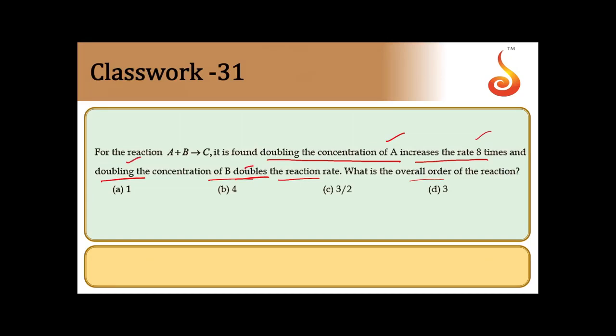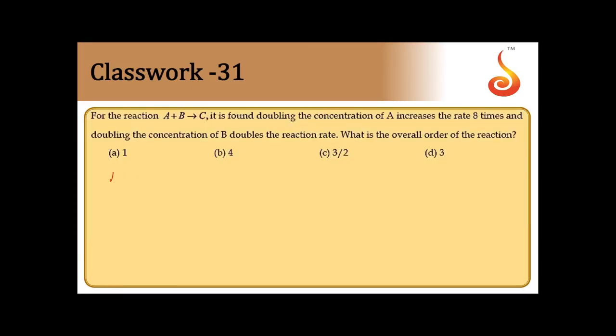Let us write the rate law now. So, R is equal to the rate constant K into A to the power of X and B to the power of Y, where X and Y are the orders of reaction. Let us name it equation 1. Now, doubling the concentration of A, the rate is changing by 8 times. So, 8R is equal to K into 2A to the power of X, B to the power of Y.